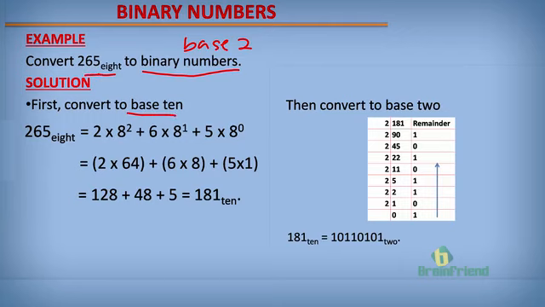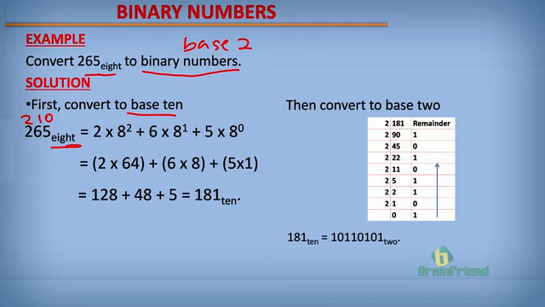So we are going to use the method of expansion. There are two methods of converting to base 10, either expansion or repeated multiplication, but we are going to be using the method of expansion. So we have 0 here, we have 1 here, and then we have 2 here. And the base is base 8.